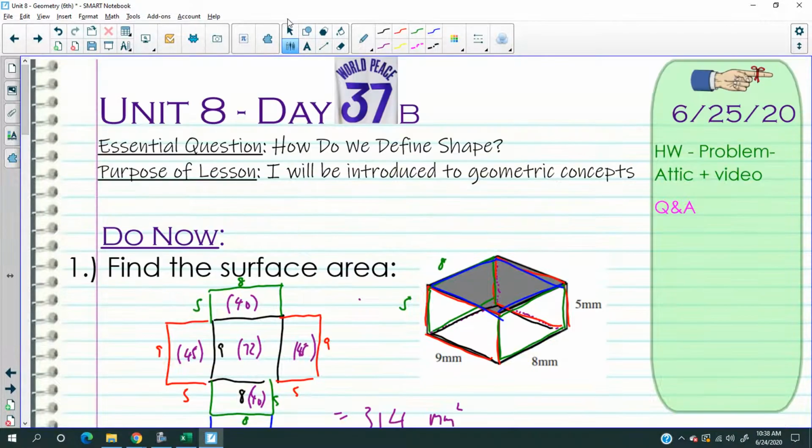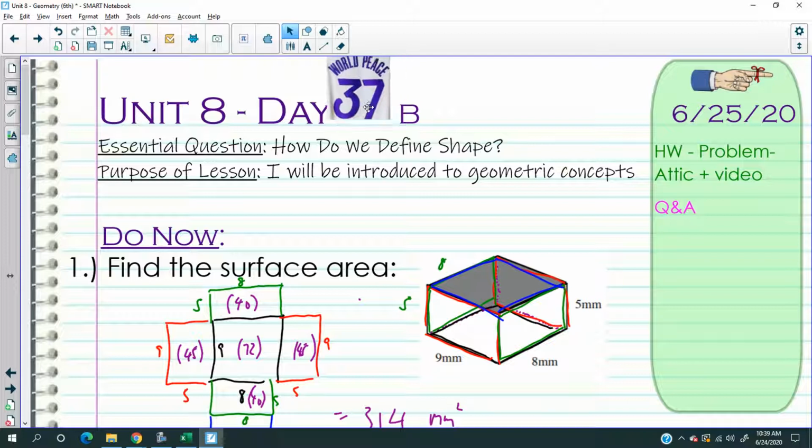Okay, Unit 8, Day 37B. The reason why I made it 37A, B, and C is because of the website that I use. I don't know if you guys know where these numbers come from. There's a guy in Japan who collects basketball jerseys, and he had it organized by all kinds of different things. He organized it by name, by number, by college, which I thought was crazy.